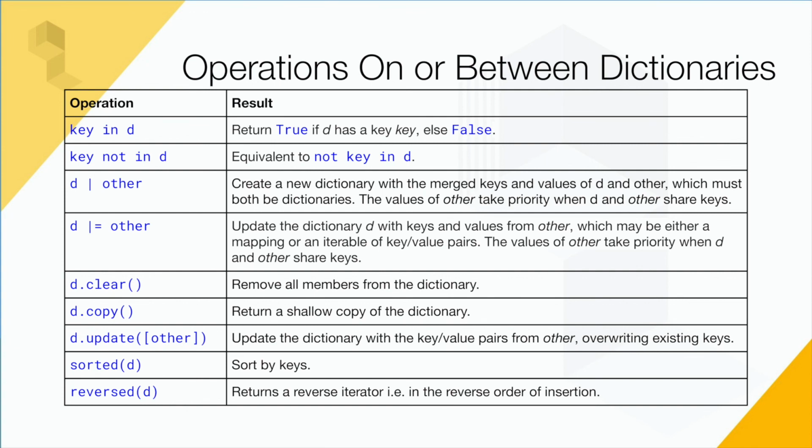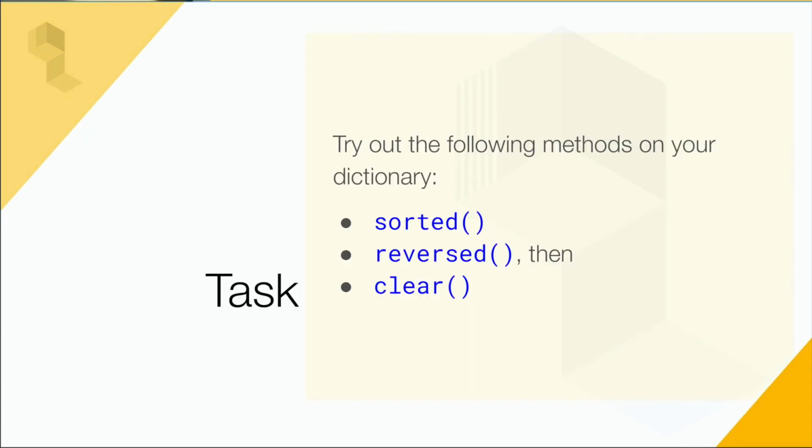Clear is to remove all members from the dictionary. Copy returns a shallow copy of the dictionary. You could also use the update method and pass to it another dictionary, which will overwrite existing keys. And then there is the function sorted, which will sort by keys, and reversed, which returns a reverse iterator, so you'll be able to see the reverse order of the insertion. So here's a task for you. Try out the following methods on your dictionary: sorted, reversed, and clear.